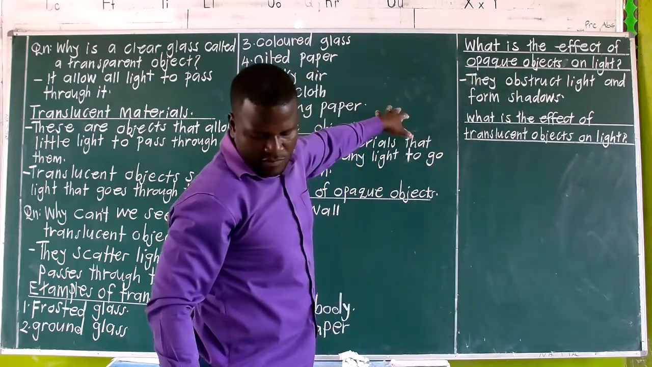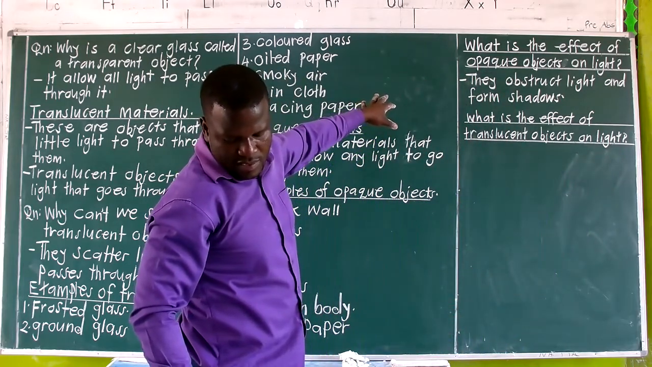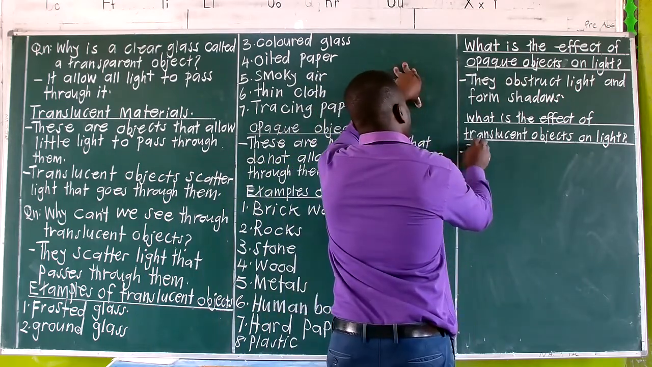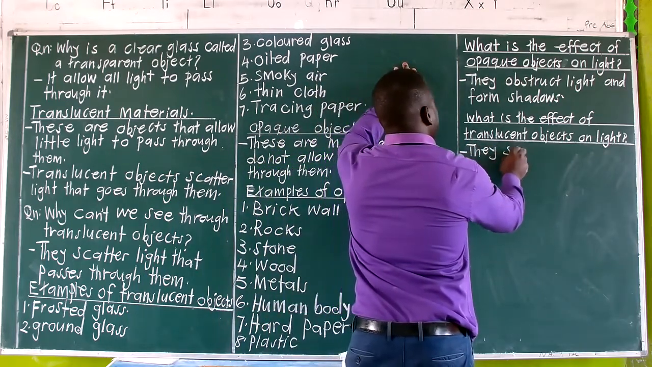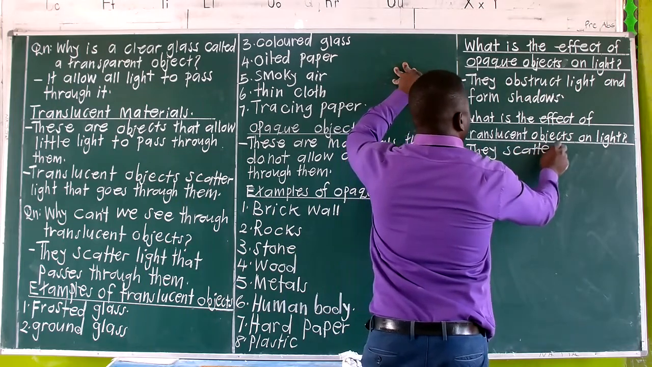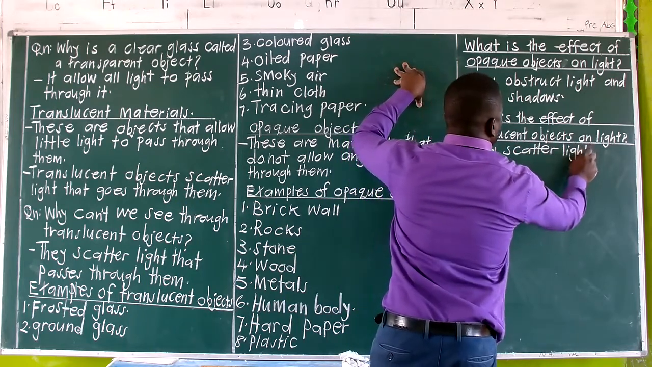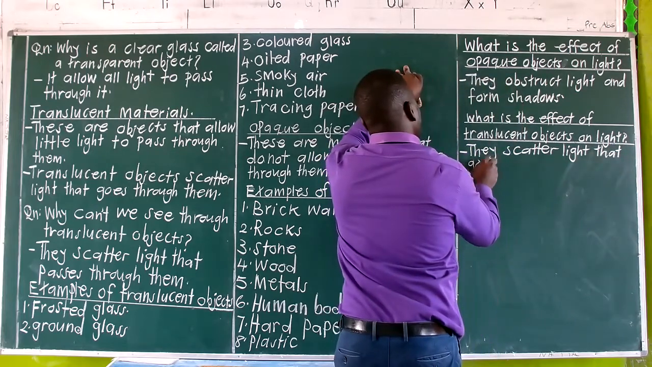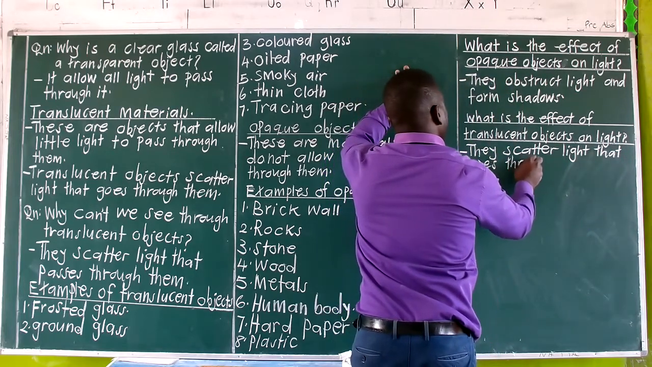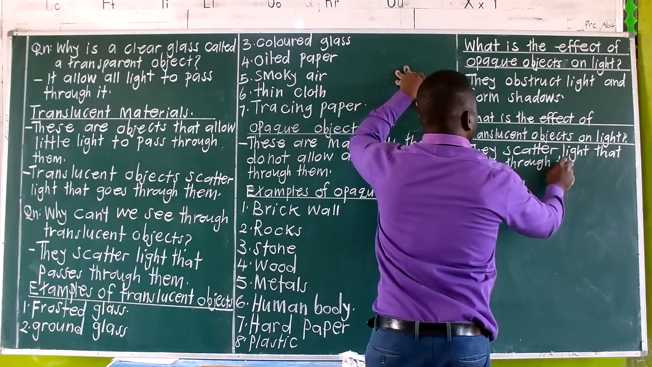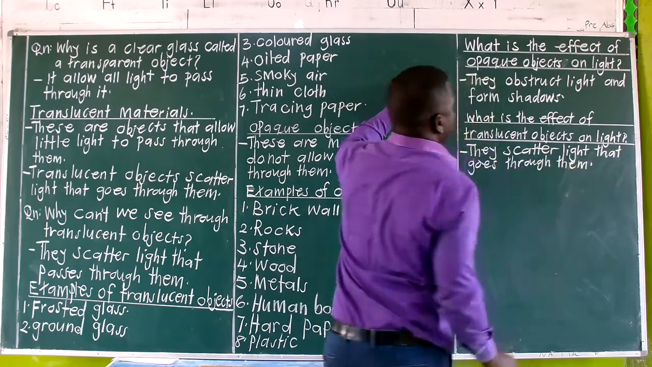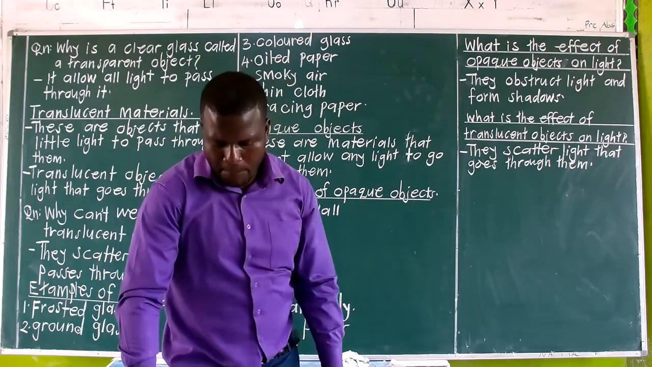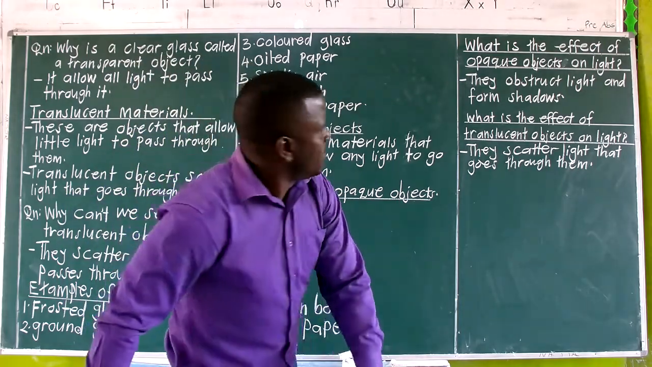What is the effect of translucent objects on light? They scatter light that goes through them. They scatter light that goes through them. So it is as simple as that.